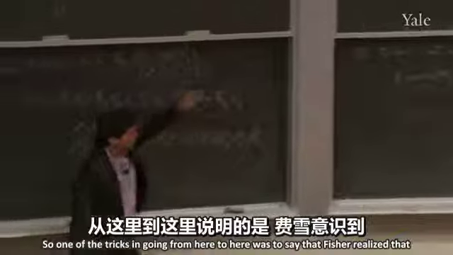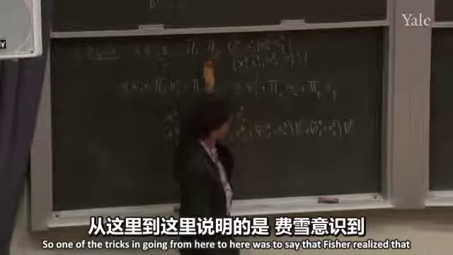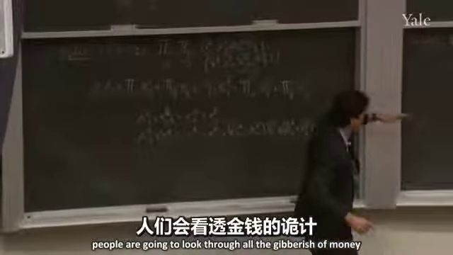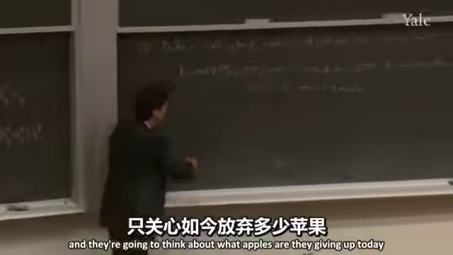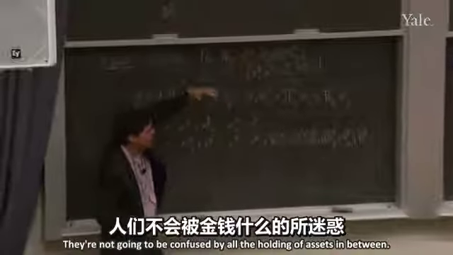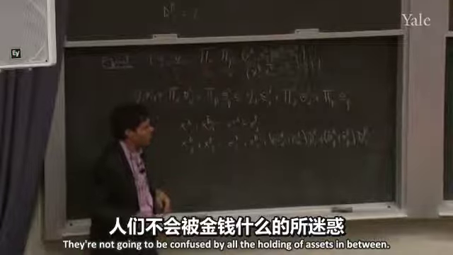So one of the tricks in going from here to here was that Fisher realized that people are going to look through all the gibberish of money and think about what apples they are giving up today and what apples they are getting tomorrow. They're not going to be confused by all the holding of assets in between.